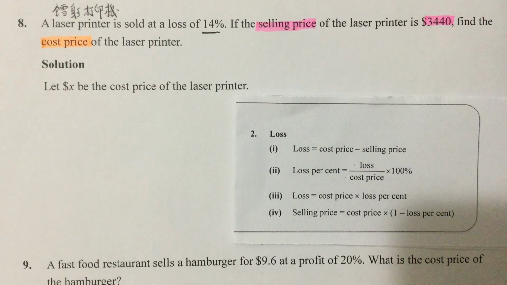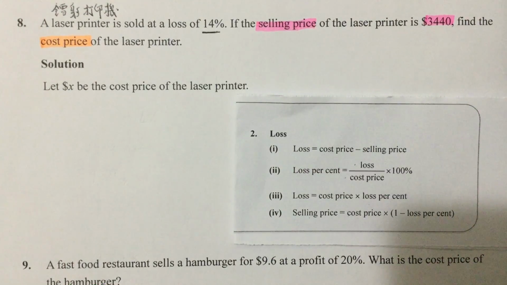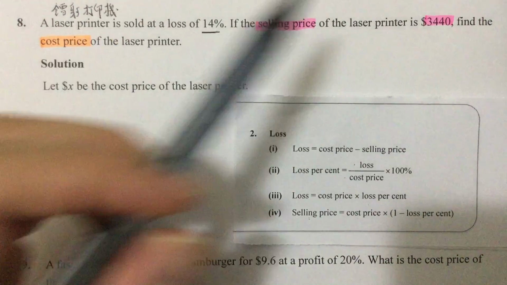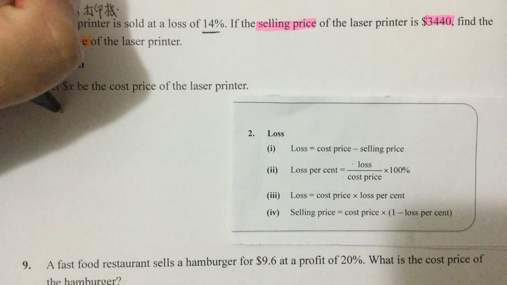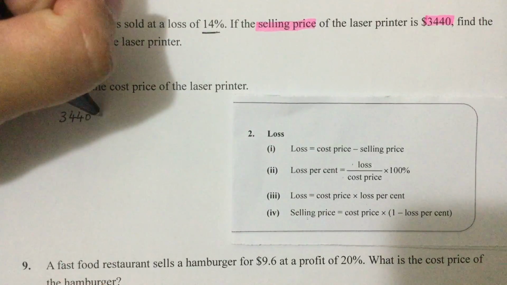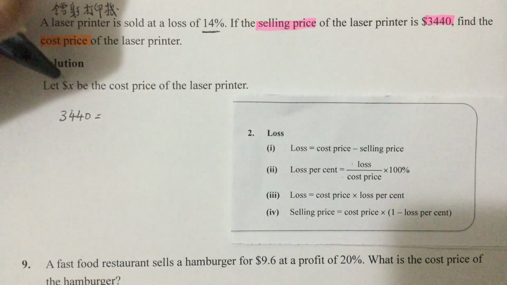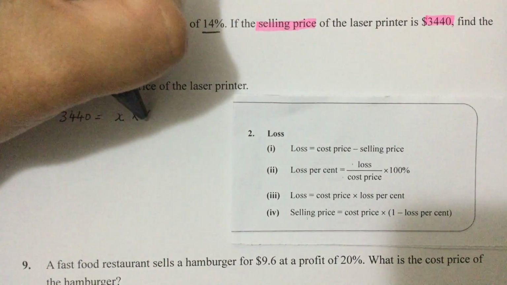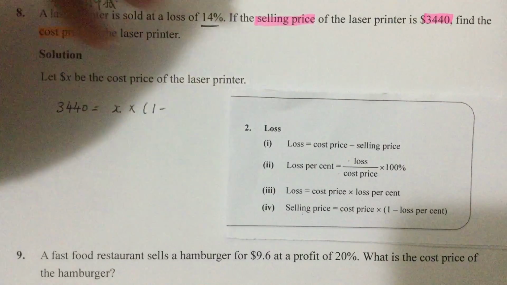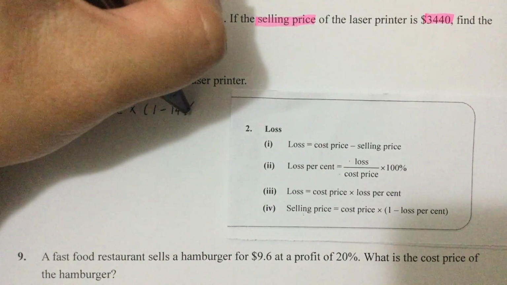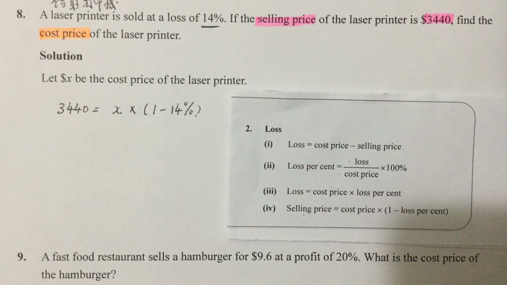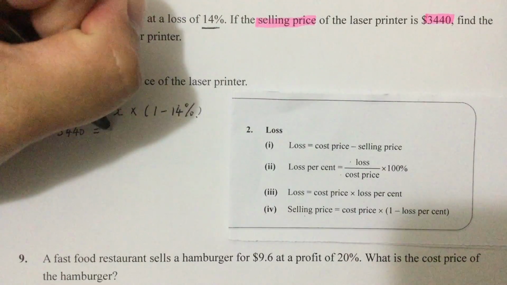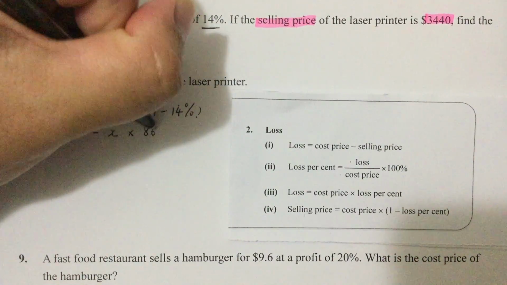Okay, now I will tell you the answer. So if you cannot finish, just pause your video now. Okay, first of all, the selling price, you will move it to the right hand side. So this is 3,440 here, which equals the cost price, X this time. So X times 1 minus 14%. So we have the formula like this, and then we write down 3,440 equals X times 86%.